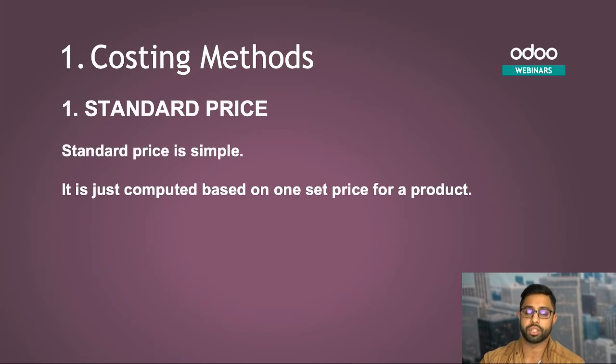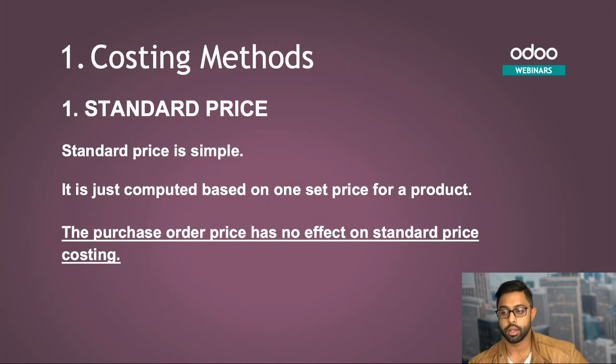We're going to go over standard price. With standard price, it's fairly simple. You have a simple cost associated with it, and you set that in the inventory record, and it's computed based on one set price for a product. So there's no average, which would be associated with average costing, and it's not the real cost from order to order. So with that being said, the purchase order price has no effect.